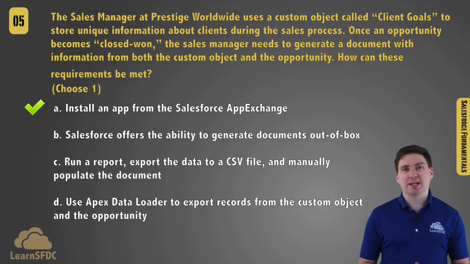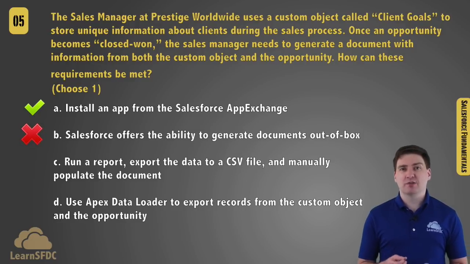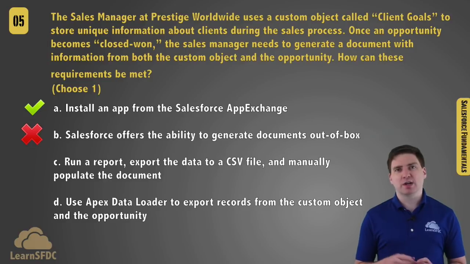Now let's look at the incorrect answers. B is incorrect because Salesforce does not offer an out-of-box document generation functionality for closed opportunities. While there is a contracts object in Salesforce that can be used to create contracts and some built-in quote generation tools, there is no easy way to generate a printable or sendable document for a closed opportunity without installing an AppExchange package that offers standard and custom object document creation.